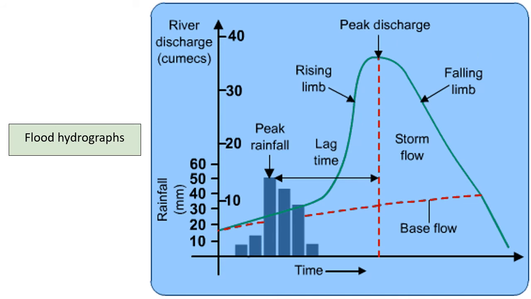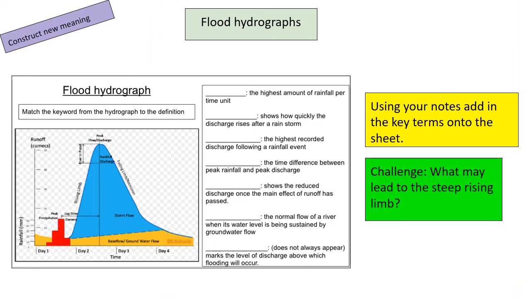So your job now is that you should have this sheet, and what I want you to do is simply go through and match up the key terms to the definitions. So for example, the time difference between peak rainfall and peak discharge will be the lag time. Okay, the highest amount of rainfall per unit time will be the peak discharge. So quickly just get those written in, okay? And once you've got that done, we'll then make sure that you can understand what these actually are showing.